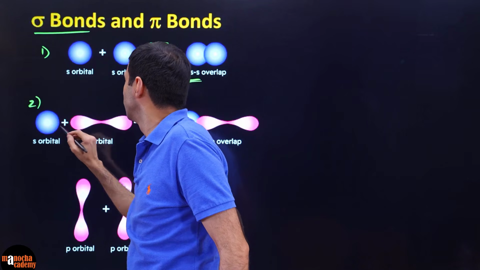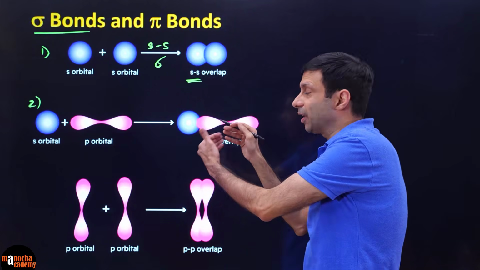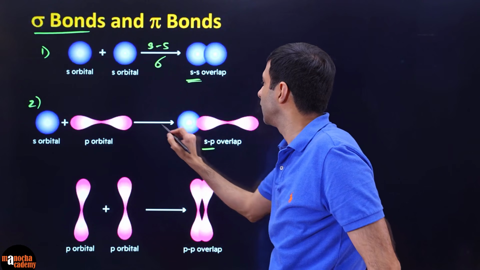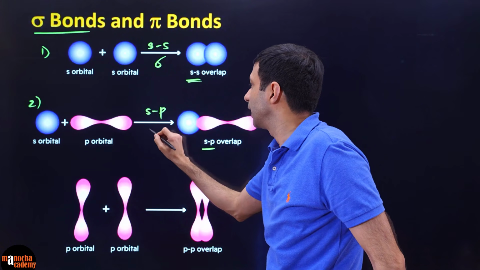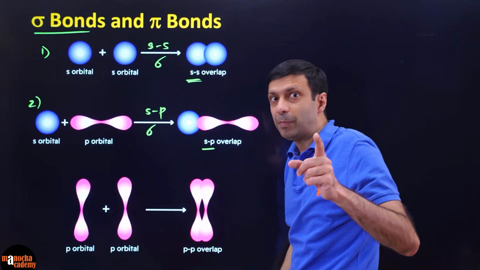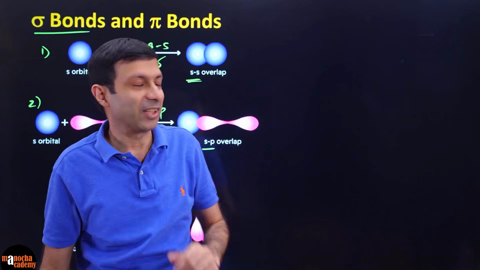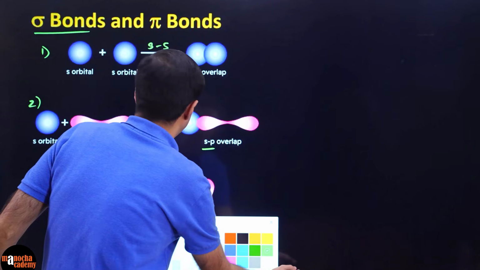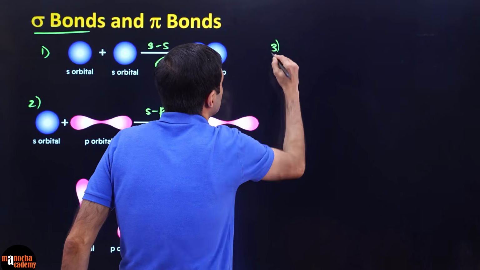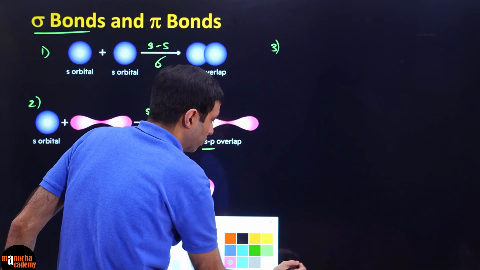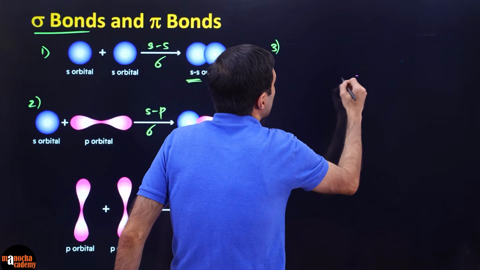This is case number 2. You can see s and p are having a head-on overlap like this. So this is an s-p overlap that can form a sigma bond. Can a p-p overlap form a sigma bond? The answer is yes. So our case number 3 is sigma bond can be formed with a p-p overlap.